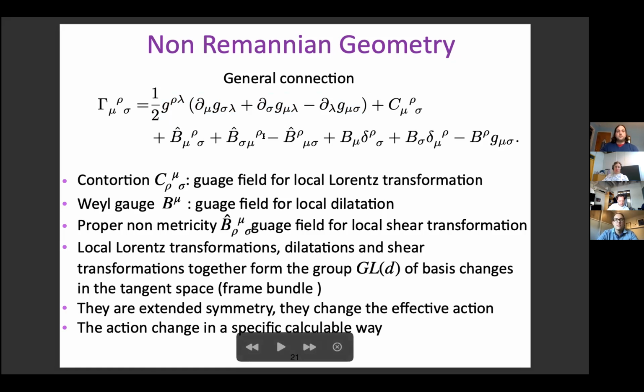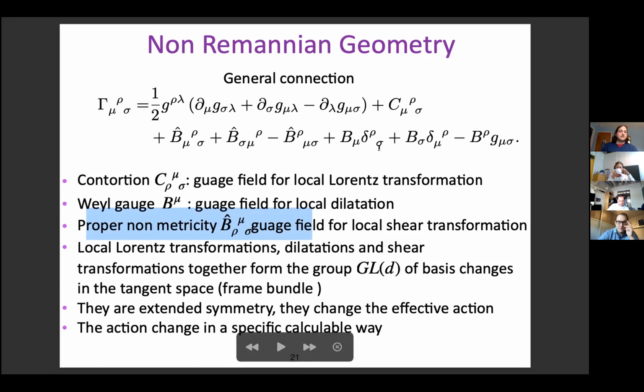And these other two guys, you have a B hat that is called proper non-metricity, and it parameterizes how much the nabla of the metric is different from zero. This is the traceless part, and this B is the trace part of this derivation. So you're allowing your system to have a torsion and also a non-metricity, so that the geodesics are not parallel, so you're really allowing a generic structure in the system.